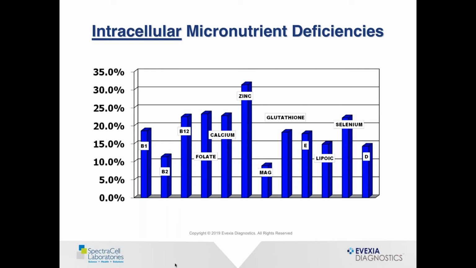Here's a list of some analytes that are tested for, and I'll show you a complete list a little bit later on. You can see B1, B2, B12, folate, calcium, zinc, magnesium, glutathione, which is the antioxidant, vitamin E, lipoic acid, another antioxidant, selenium is needed for thyroid, it's needed for antioxidant, vitamin D for the immune system. So you're going to get a really, really good look at that. The bottom line here is that these micronutrients need to get into the cell for the biochemical reactions. If they're not getting in the cell, then the cell's not working properly. This is where this can be somewhat superior to just looking at the serum levels.